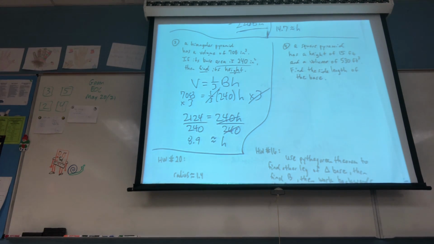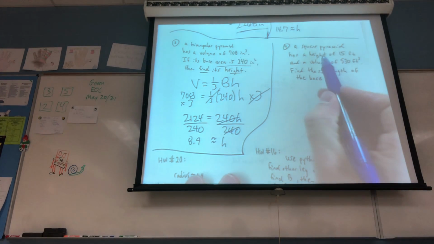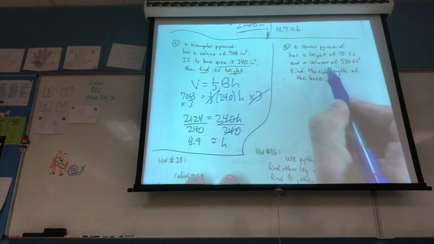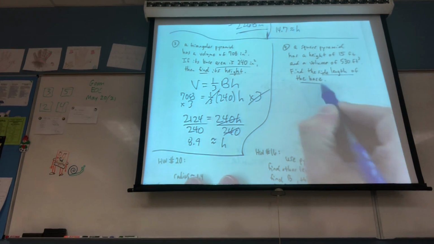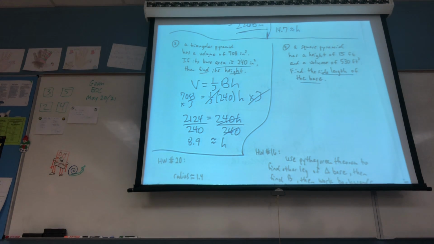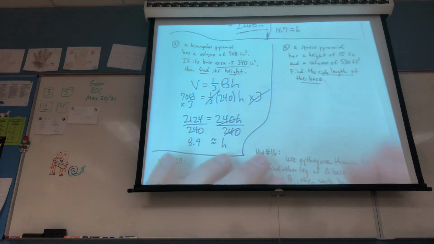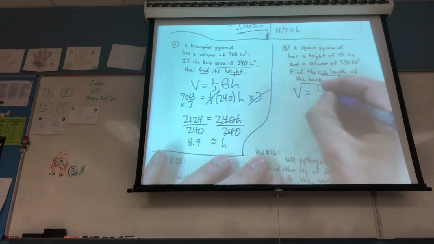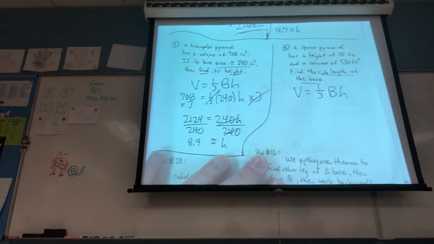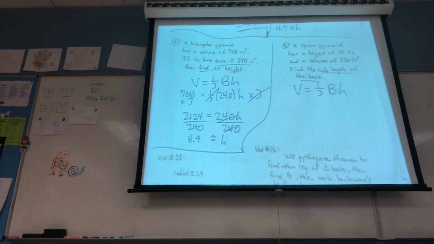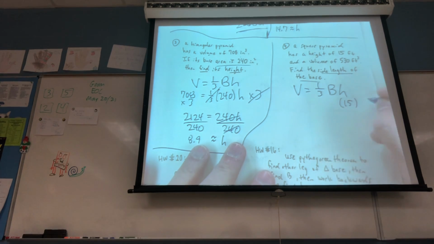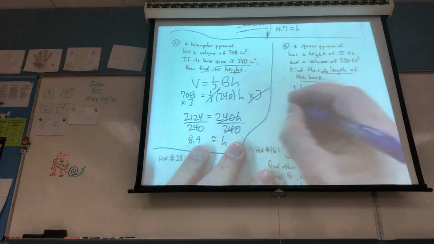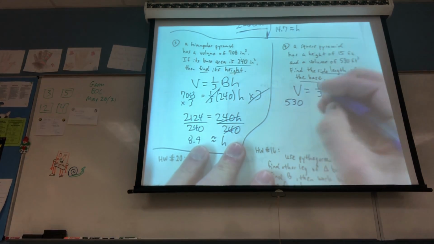All right. Number 4: a square pyramid has a height of 15 and a volume of 530. Find the side length of the base. Okay, so we're working backwards with the formula again, so let's bring up the formula and plug in what we know. V equals 1/3 BH. Height is 15, we can put that in for H. The volume is 530, we can put that on the left side for V.